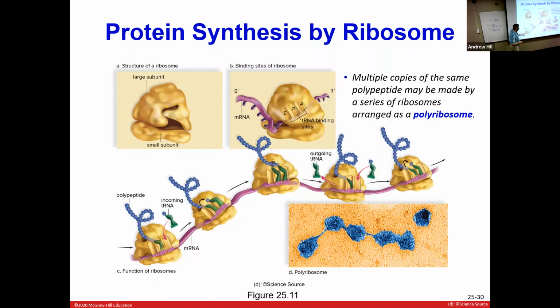But your cell doesn't just wait till the one protein is done. As soon as one ribosome moves a little bit of a distance along the messenger RNA and starts making the protein, another one will come and start making a protein, and yet another one, and yet another one. So you have one strand of messenger RNA and many, many ribosomes all reading the information and making proteins, okay? This is called a polyribosome. Poly just means many, so you have many ribosomes all attached to a single strand of messenger RNA, and each one is making its individual protein.